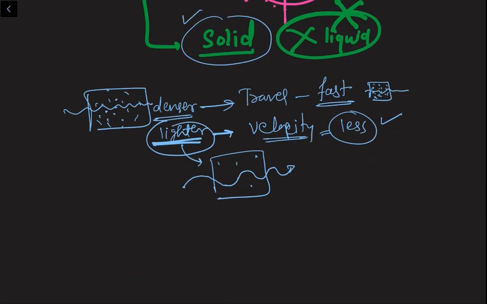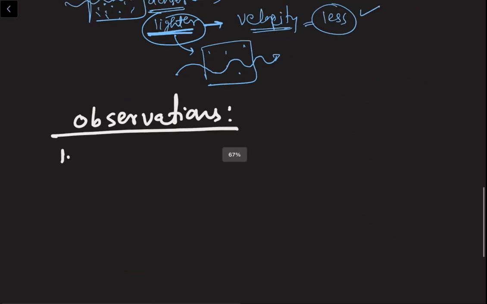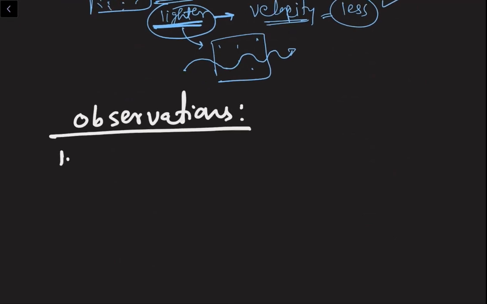Now there are some observations regarding these two waves. So what are these observations? The first observation is that, now see how these observations are calculated. Let us see.